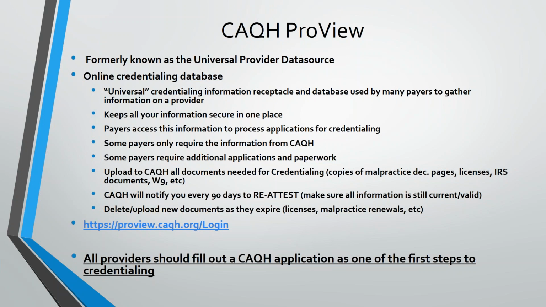Some payers only require the information from CAQH. In other words, if you contact a payer and say, I would like to be enrolled in your contract, they'll ask you, do you have a current CAQH database or a current CAQH profile? And if you do, they will get that information from you on what your CAQH number is, and they will simply go in there and credential you based on the CAQH. So this is one of the very first things you need to do when you are getting credentialed, is to have a CAQH profile set up.